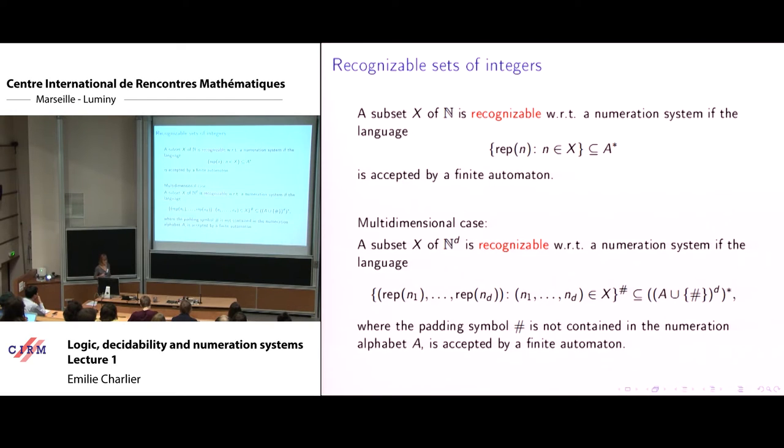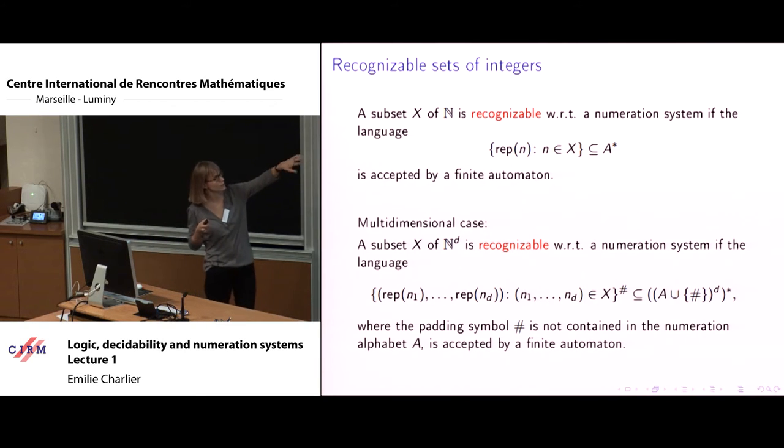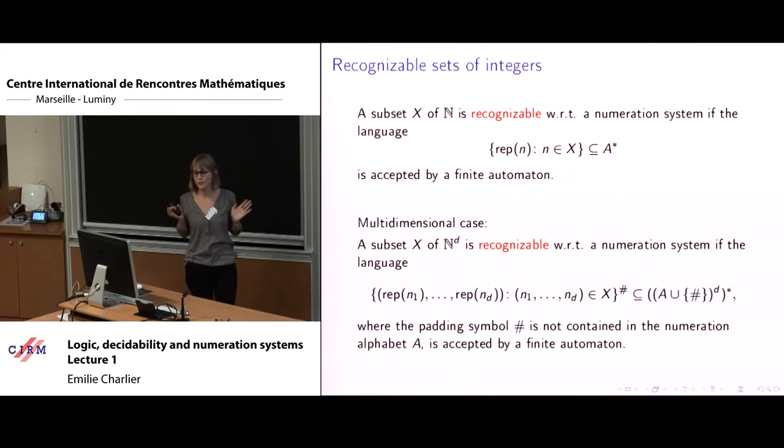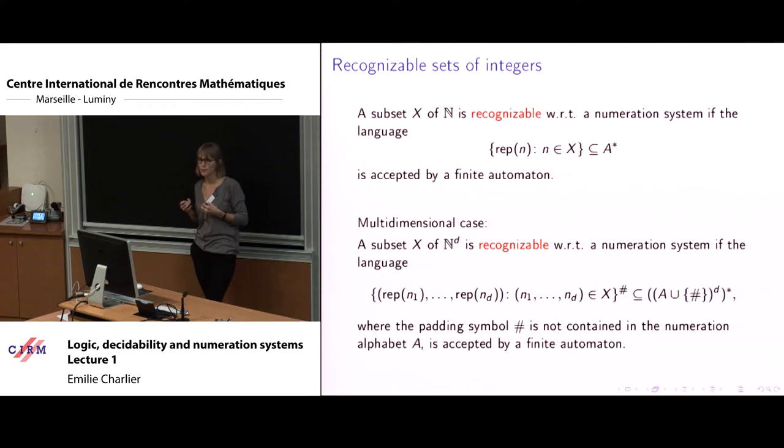In the multidimensional setting, you do the same, except that you have to be careful about the representations. A subset of N to the power d is recognizable with respect to the numeration system if the set of the d-tuples of their representations forms a language which is also recognized by a finite automaton. But to form a language, you have to be careful to pad your representations with some extra symbols in order to have words of the same length. I think Jason mentioned that. In theory, we don't really care. It's a technical thing you have to care about, but it doesn't really change the flavor of the results.